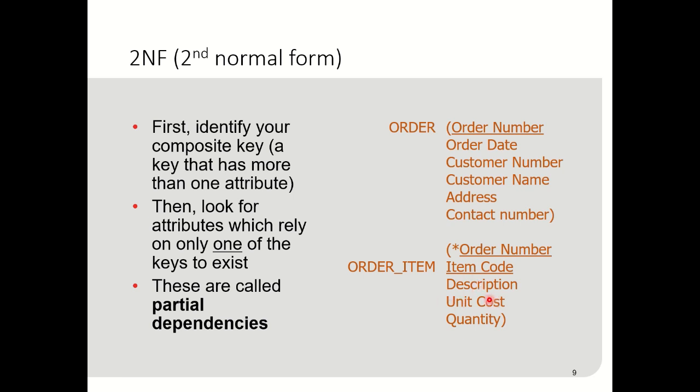And what about unit cost? Unit cost is also dependent only on the item code, not on the combination of order number and item code. Now what about quantity? Yes, quantity is dependent on both order number and item code. So now you have identified that there is a partial dependency for description and unit cost on this composite primary key, because description and unit cost depend only on the item code in this combination of primary key. So there is a partial dependency.